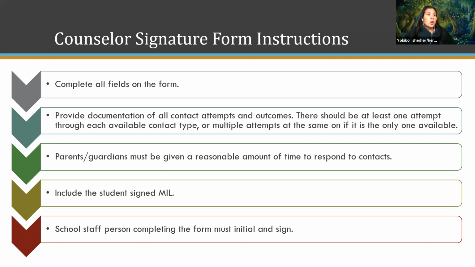The parents or guardians or caregivers must be given a reasonable amount of time to respond to the contact attempt. And we'll go over the timeline of what that reasonable amount of time is. It must also include that student signed missing information letter. And then the person who's completing the form must initial and sign saying, yes, this is me, and I've done this process for this application.